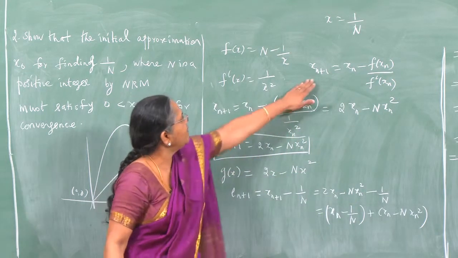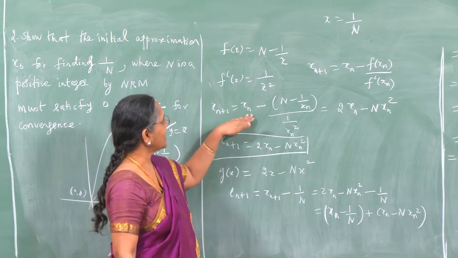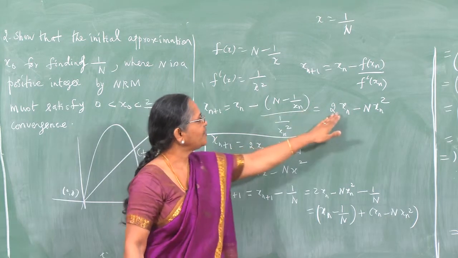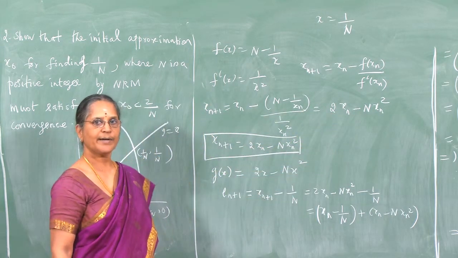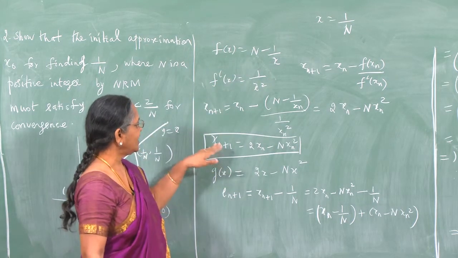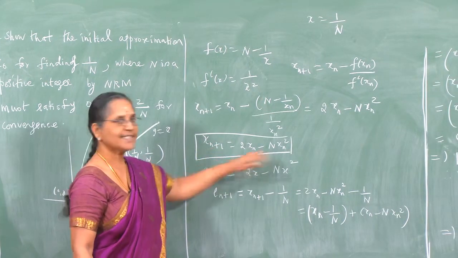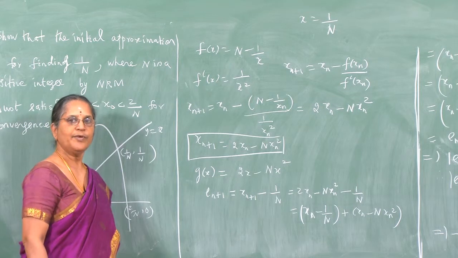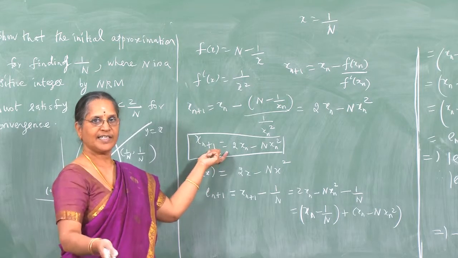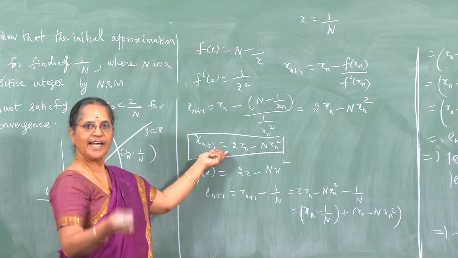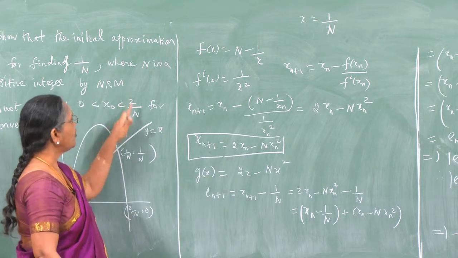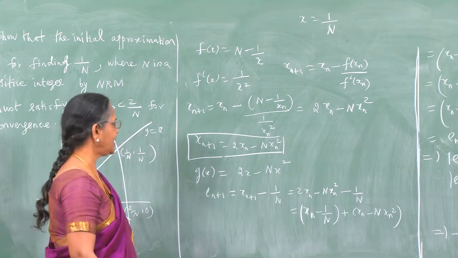So, substitute in the method. We get xn plus 1 is xn minus f of xn by f dash of xn, and if you simplify, you end up with 2xn minus n xn square. So, the iteration method for solving f of x equal to 0 is xn plus 1 equal to 2xn minus n xn square. We would like to now show that this iteration method converges provided we take the initial approximation x naught to lie in the interval 0 to 2 by n. So, let us try to work out the details.